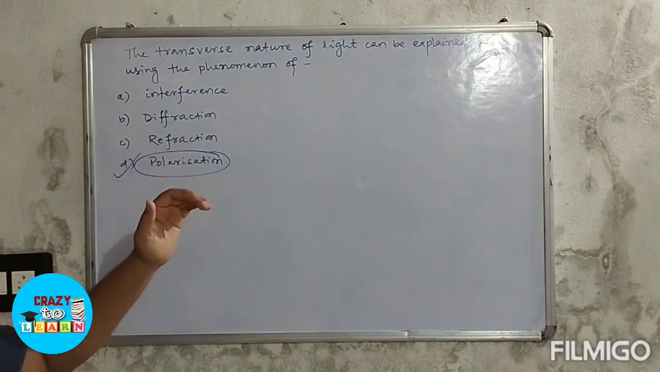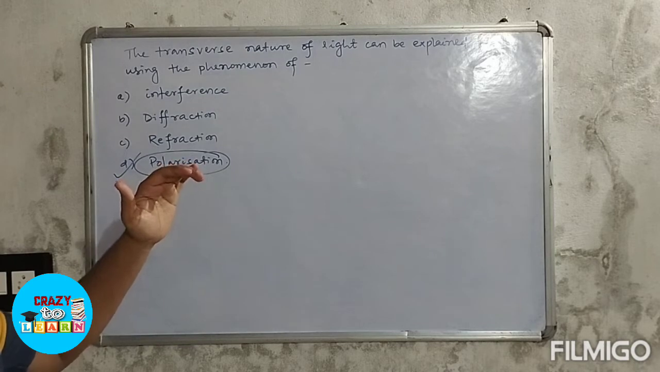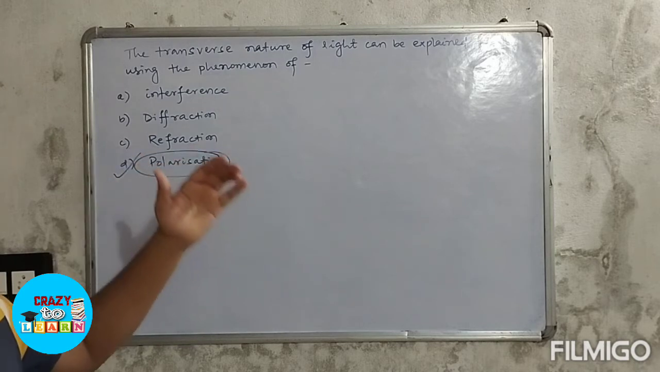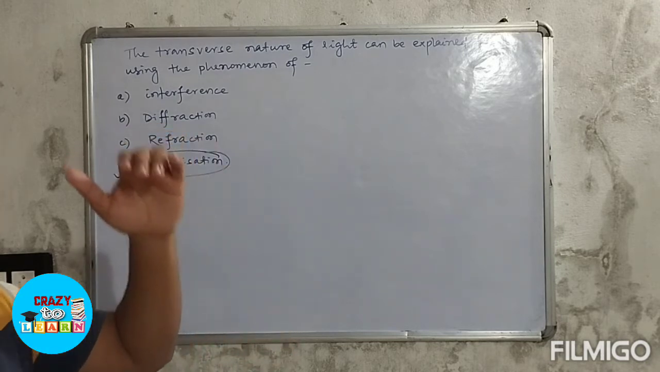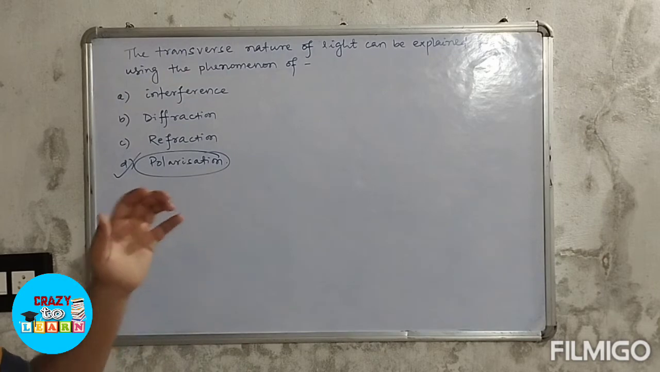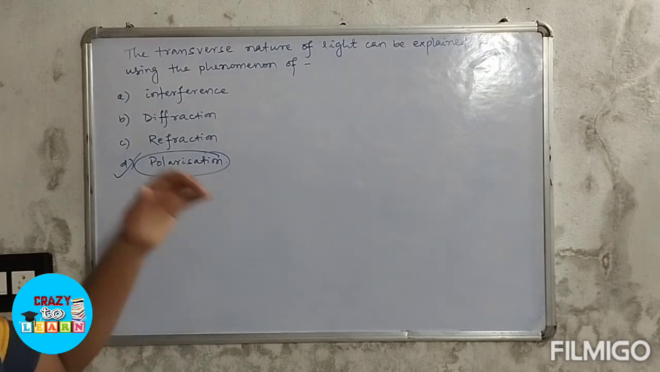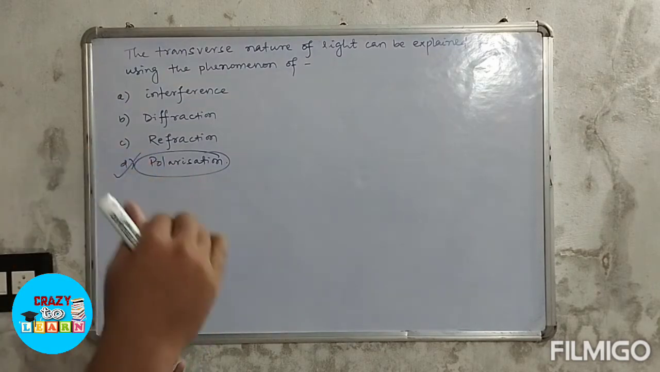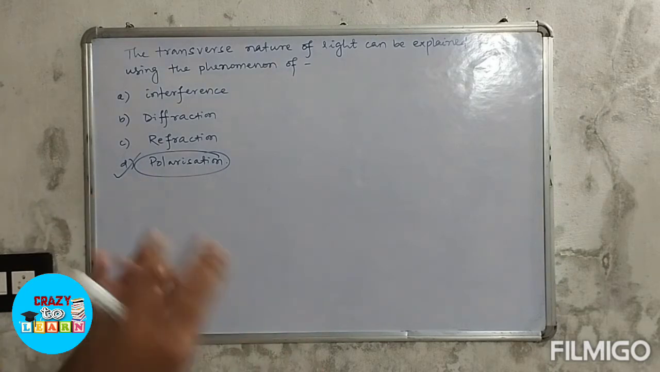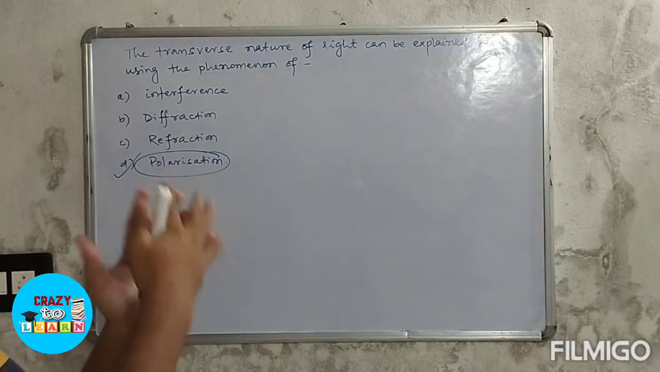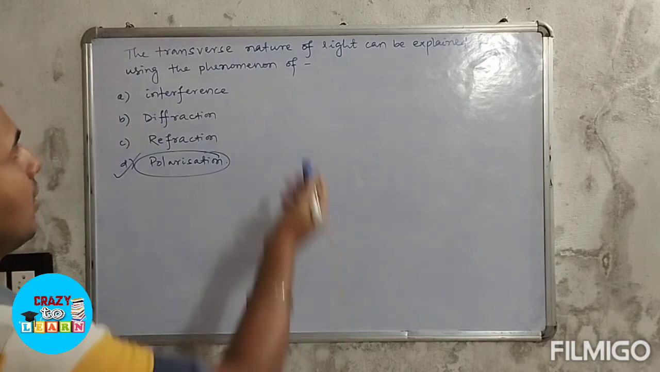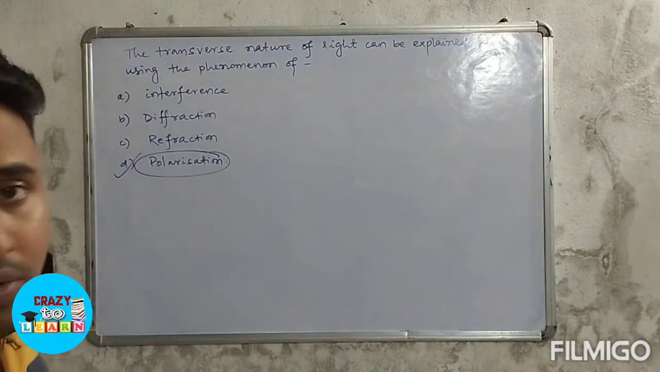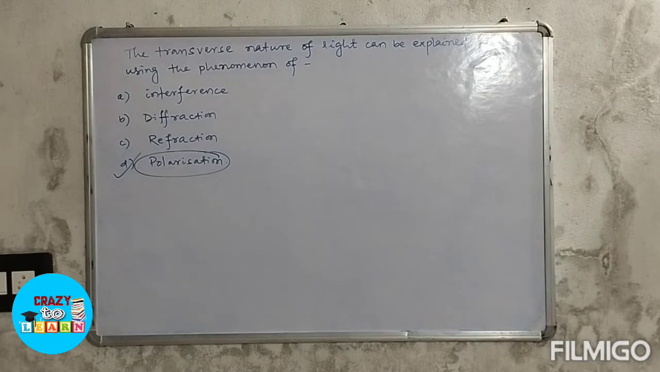Unpolarized light is light in which the particles vibrate in many planes, but polarized light means the particles vibrate in the same plane. When the particles vibrate in different planes, it is unpolarized light. When the particles vibrate in the same plane, it is polarized light. The process of transforming unpolarized light to polarized light is called polarization. So by the phenomenon of polarization we can explain the transverse nature of light. So polarization is the correct answer.